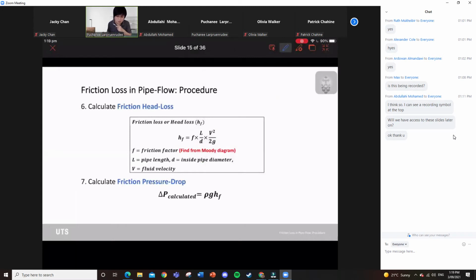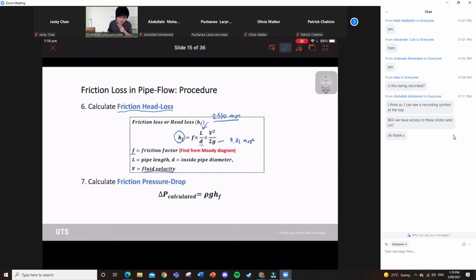So after that, you will be able to find the friction head loss or friction loss HF. We already get the friction factor from the previous step, and again, it is f multiplied by L over D. L is the pipe length, 2550 millimeter. Again, you need to convert it into the SI unit, that is meter. D is the pipe diameter, inside pipe diameter. V is the fluid velocity, divided by 2g. g is the gravity, a constant, that is 9.81 meter per second square.